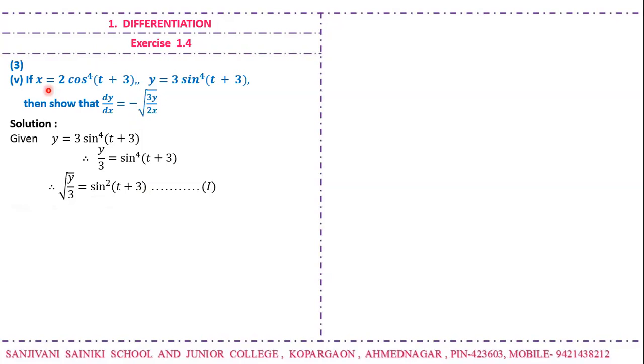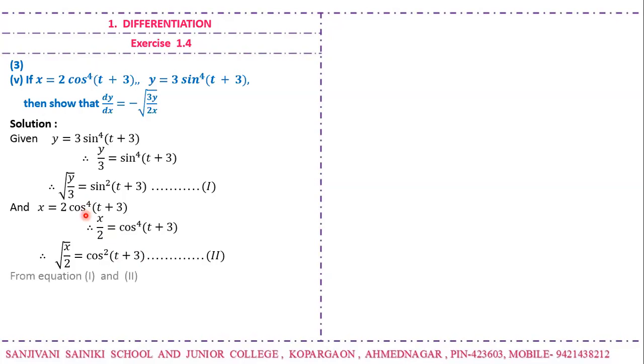Now again take this x is equal to 2 cos raised to 4 t plus 3. Simplify the same as before, as we have done for y. So x by 2 is cos raised to 4 of t plus 3. Taking the square roots on both the sides. Now we have one standard fundamental identity, sin square theta plus cos square theta is equal to 1. We will use that identity here, and we get the result that root of x by 2 plus root of y by 3 is equal to 1.